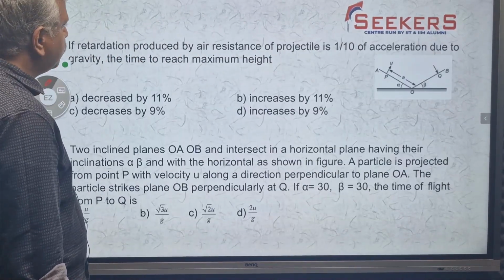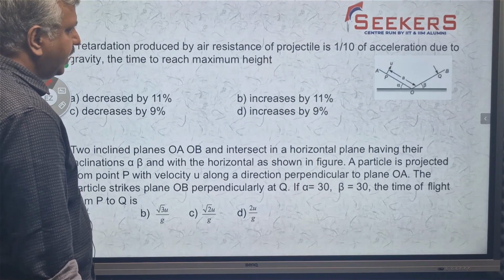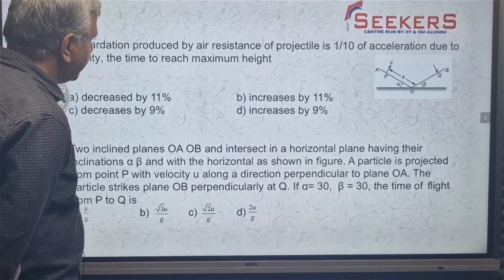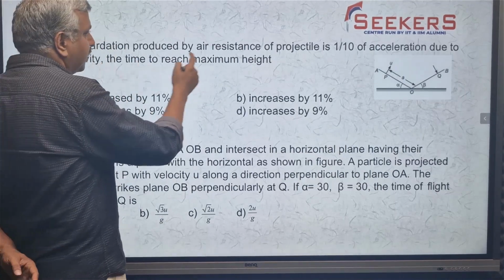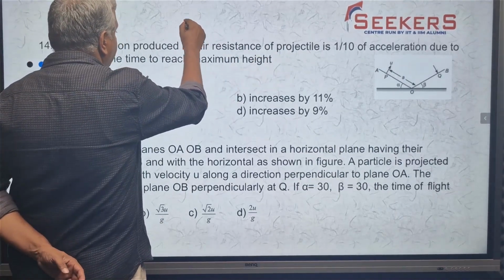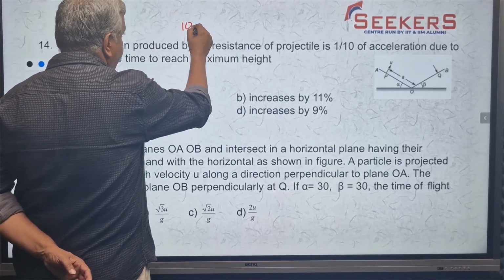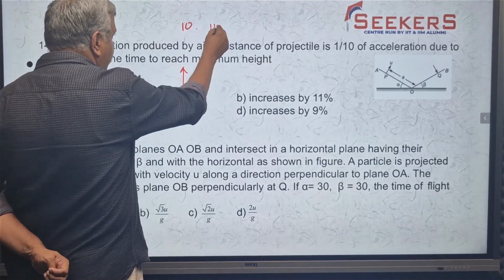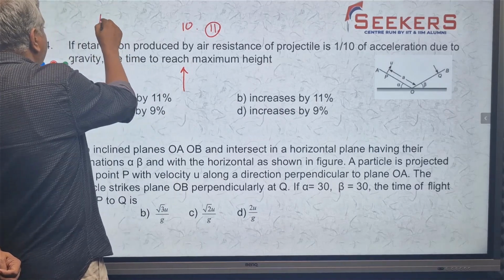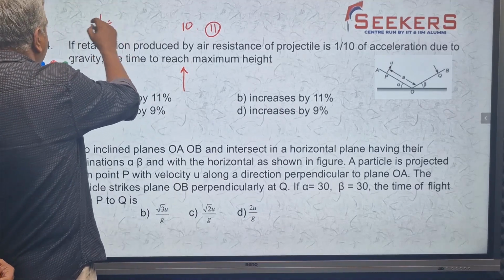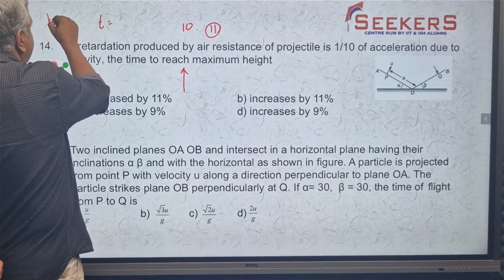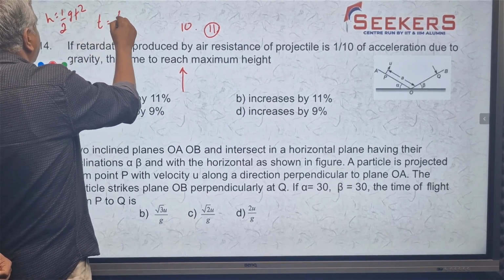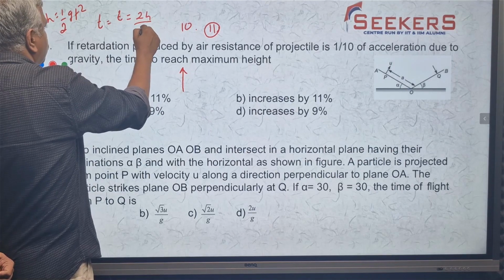If retardation produced by air resistance of a projectile is 1 by 10th of acceleration due to gravity, what would happen to the time to reach the maximum height? If retardation is 1 by 10, that means instead of acceleration due to gravity being 10, it will become 11. So when it is going up, it will become 11. So h is equal to half g t squared. From there I can say t is equal to square root of 2 times h over g.